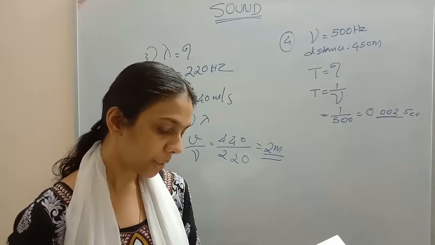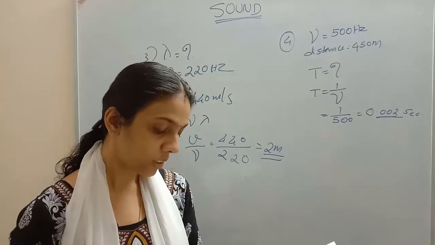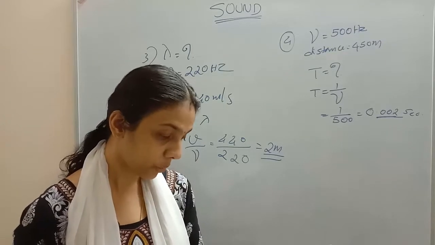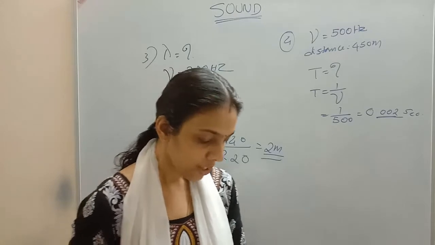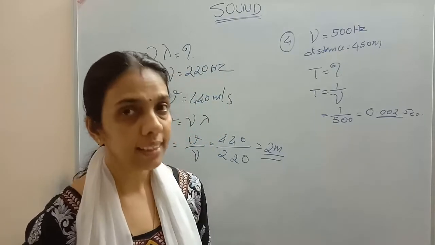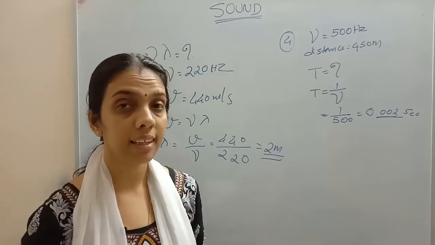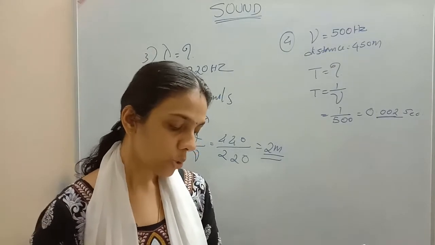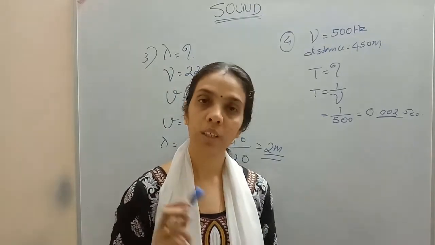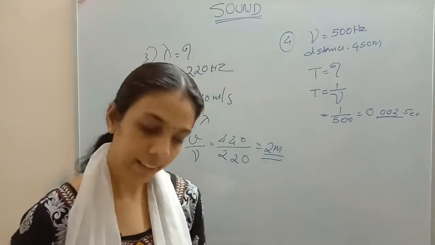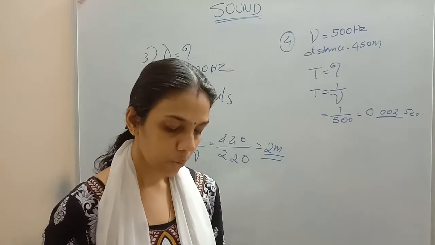So next one is in page number 167. In which of the three media, air, water and iron, does sound travel fastest at a particular temperature? Sound travels faster in solids, then in liquids and least in gases. Temperature is constant. Here, which is the solid among air, water and iron? Iron is a solid, so sound will move faster in iron.